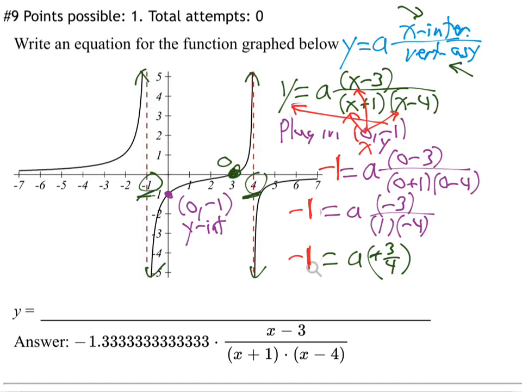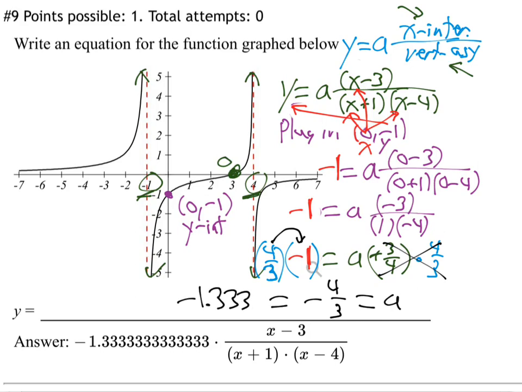Now, how do you solve that? How do you get a alone when it's got a 3/4 next to it? You multiply by the upside down, and whatever you do to one side, you have no choice but to do the same thing to the other. So then the 4s and 3s will cancel. A's alone. 4/3 times -1 is -4/3. Divide that in your calculator.